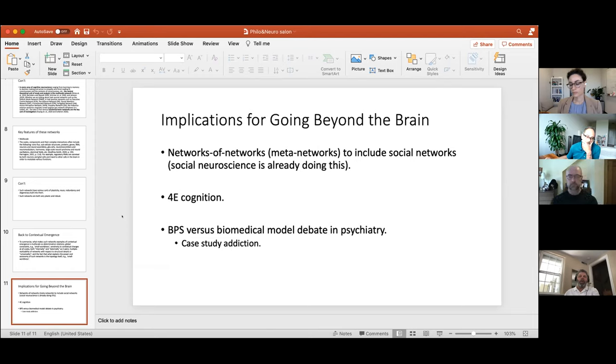And obviously I think it has implications for certain debates. For example, 4E cognition. I think all of this greatly supports the idea that, without getting into the details of specific camps, 4E cognition is on the right track about how to think about human beings' cognition and action.